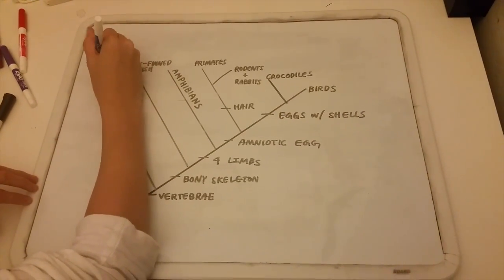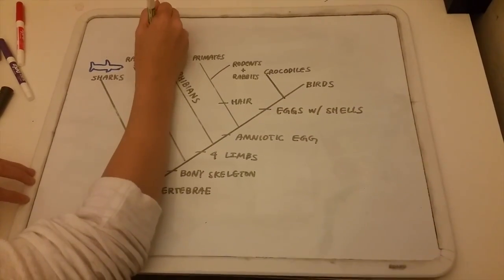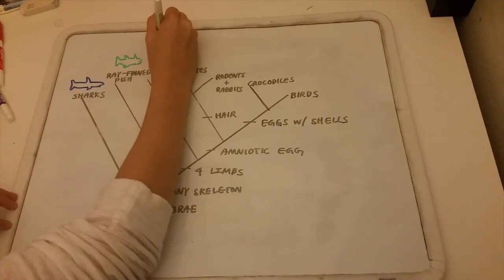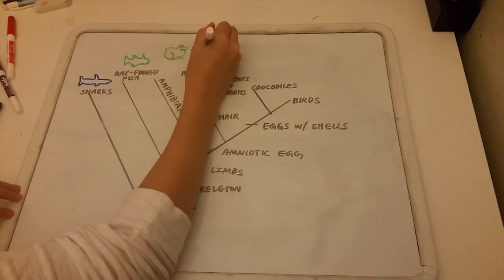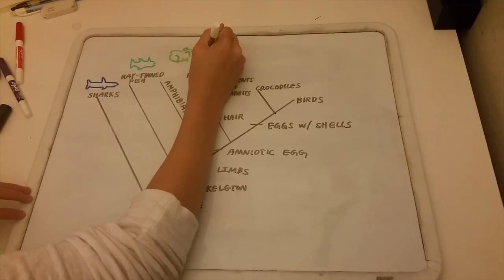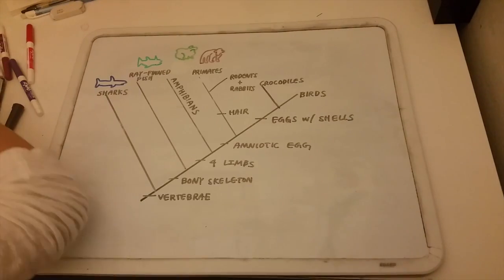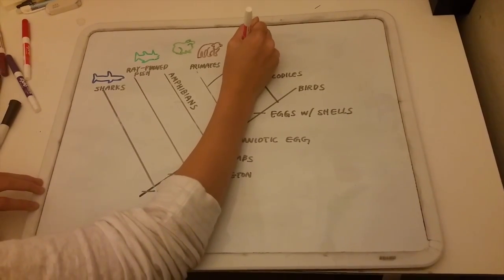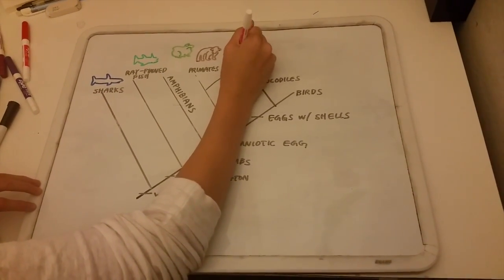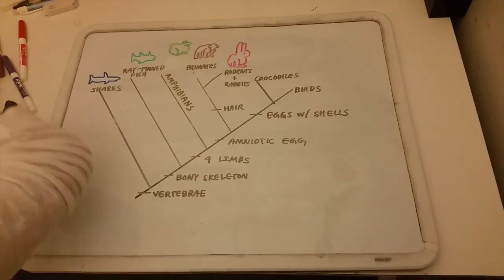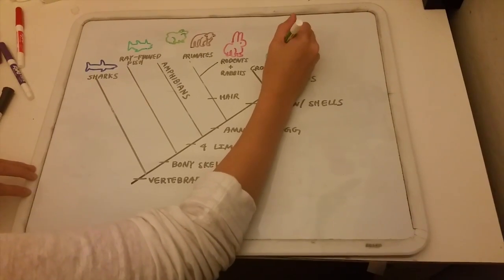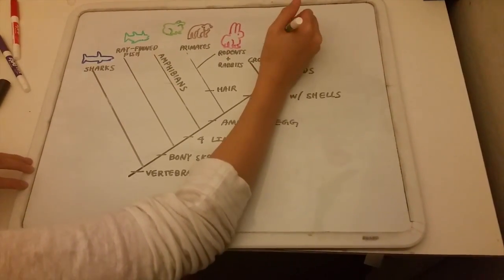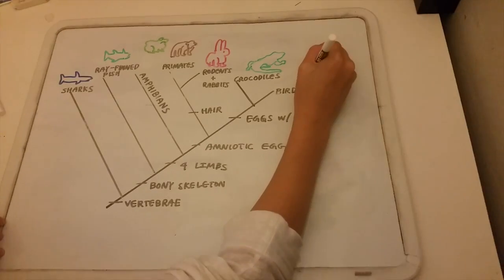We start off with sharks, and then two ray-finned fish, then two amphibians, then primates, which also branches off into rodents and rabbits, then crocodiles, then lastly birds.